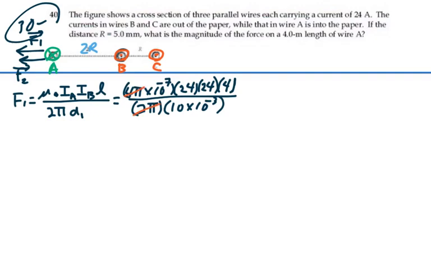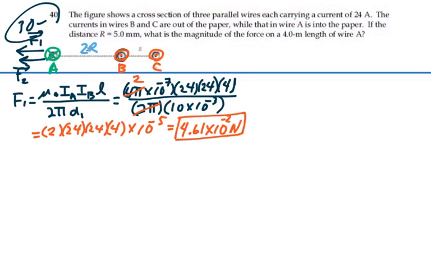4 pi divided by 2 pi is 2, and let's just see, what do we got? We got 2 times 24 times 24 times 4. Then we have 10 to the minus 7 over 10 to the minus 2, which is going to be 10 to the minus 5. And this is equal to 4.61 times 10 to the minus 2 newtons, directed to the left as shown.